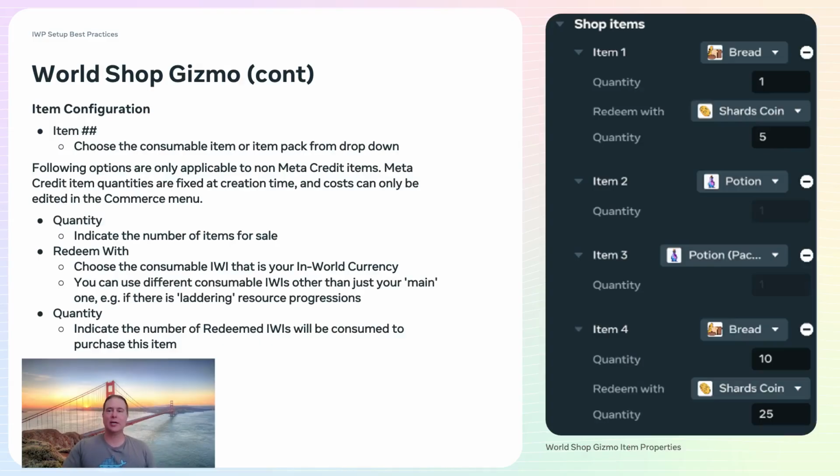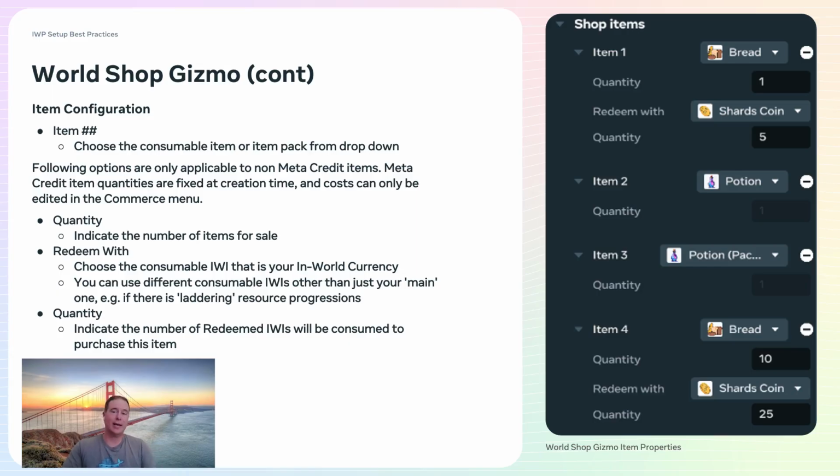All right, so the shop gizmo continued. For each of the items you're selling in the shop, you have the item here. It's just a drop-down list and you pick the item from your in-world items. Again, it must be a consumable item or an item pack, which is also consumable. And then if the item you chose is not for sale with meta credits, you get some more things that you can fill in, such as the quantity of items that are for sale, what currency is used to redeem it, which is another in-world item, and then how many of those coins it takes to redeem this item.